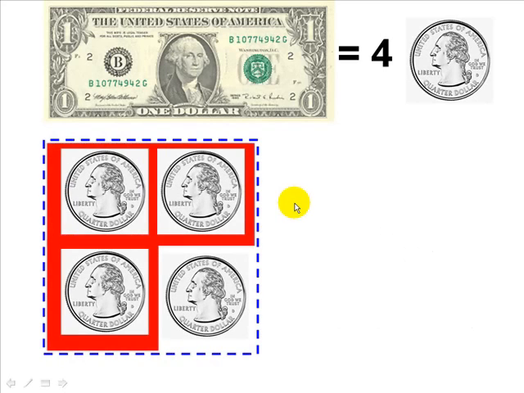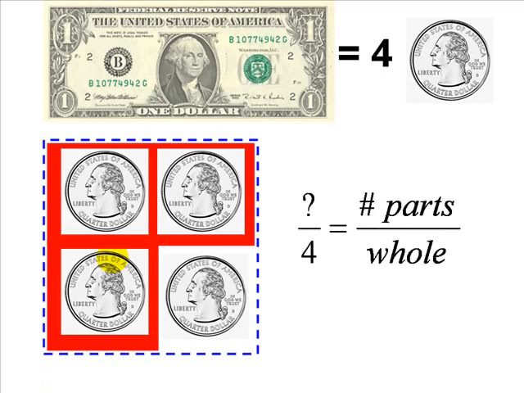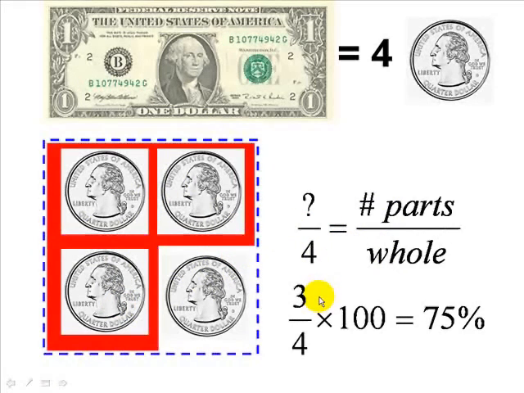So let's do another one where we have again 4 quarters as a whole, and this time I highlighted 3 quarters. So pause the video and work this problem to find the fraction as well as the percentage. So what we have here is the number of parts divided by the whole. The whole here is 4, and the number of parts that are highlighted in red are 3. So 3 divided by 4 is the fraction. Now when we put it in percentages, we multiply this fraction by 100, and that gives us 75%.